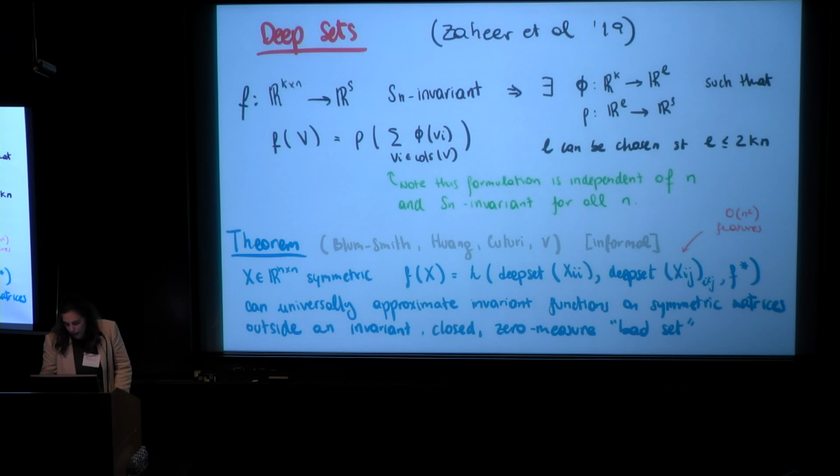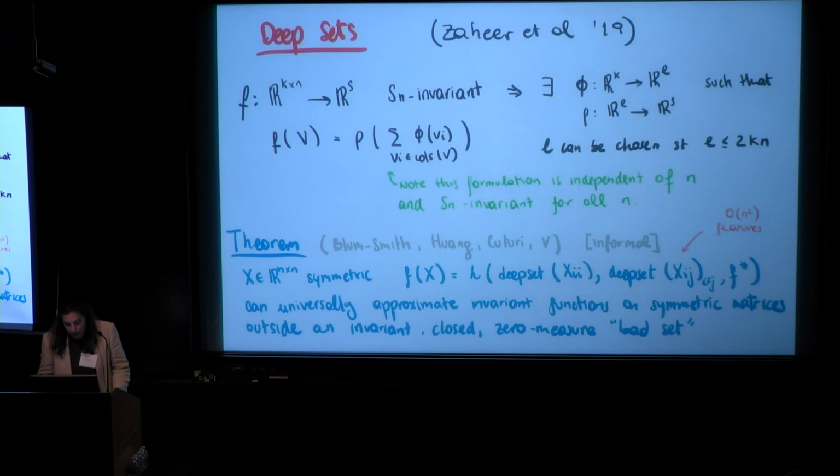And so basically the idea is that a function of a set that is invariant with respect to permutations of the entries of the set can be written as a rho of the sum of some functions of each of the elements of the set. And this is universal due to the Kolmogorov-Arnold theorem.